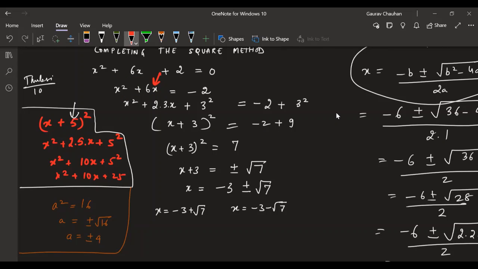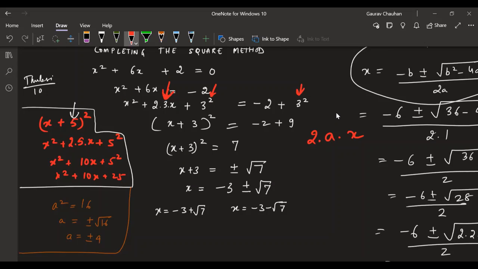Note, I'm writing my x term in the form of 2 into a into x. You good? I'm writing the x term in that form, 2 into a into x, to find out my a. Why do I have to find out my a? Because if I find my a, then I will add a square on both sides. Okay, so far? What is my a I am finding out from the x term? This is the most important thing.